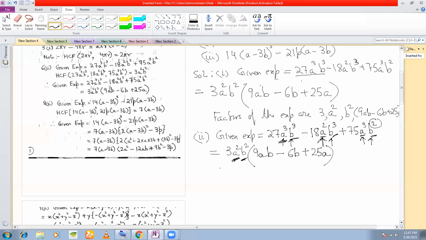So what are the factors? Factors of, you don't have to write this. I'm just writing this for your knowledge. Factors of the expression are 3 is a factor, a square is a factor. See the product, 3 into a square into b square into this expression, right? The factors of the expression are 3, a square, b square, and this one, 9ab minus 6b plus 25a. These are the factors.